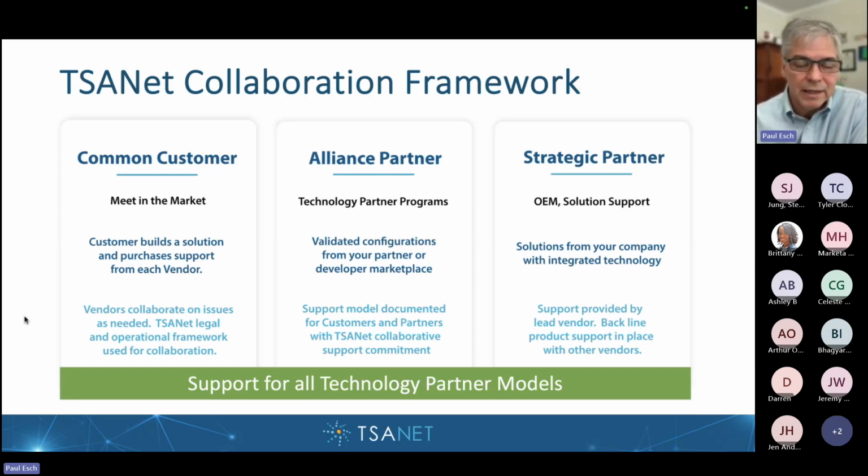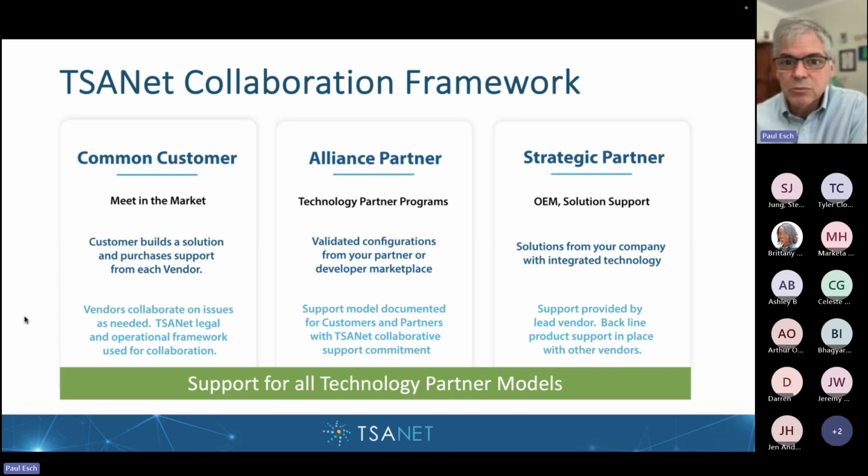This is where two vendors might meet in the market. They might not even know their partners. In fact, they could be competitors, and the customer has integrated their solutions together. So this is the classic TSANet model where we have a common customer. They're support entitled with both vendors, and you're using both the legal framework as well as the operational framework to collaborate. So I would say this is where everyone gets this, everyone does this. I don't want to call it an exception case, but you really need this to be in place.